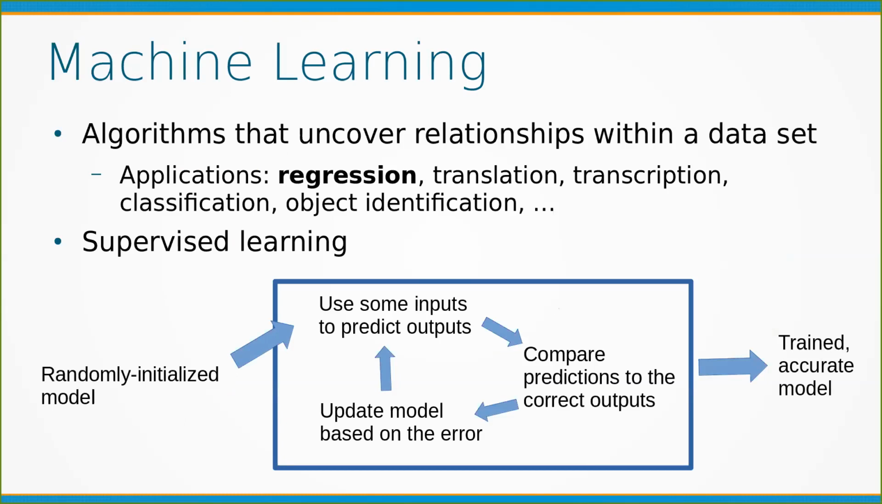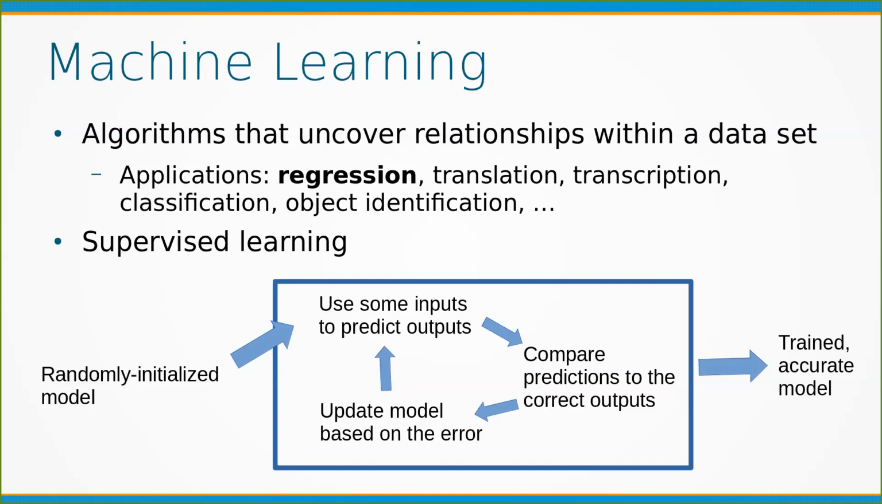There are many different applications. The one that we'll talk about today is regression, which I'll talk about more shortly, but you can use this for translating between languages, transcribing written text into digital text, classifying an image as a cat or a dog, identifying a dog breed from some picture, tons of applications. A lot of them are in your phone. You have them with you all the time. And there are different frameworks to perform machine learning, and the one that I'll be focusing on is what's called supervised learning.